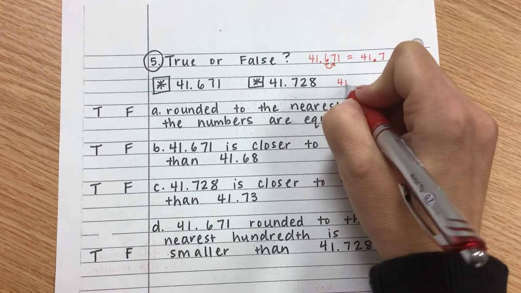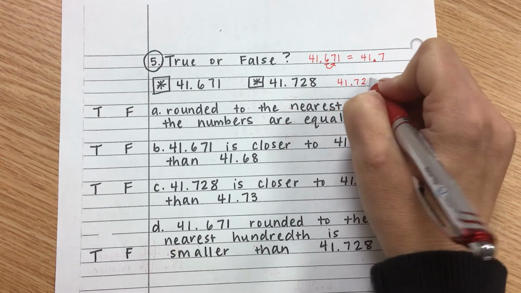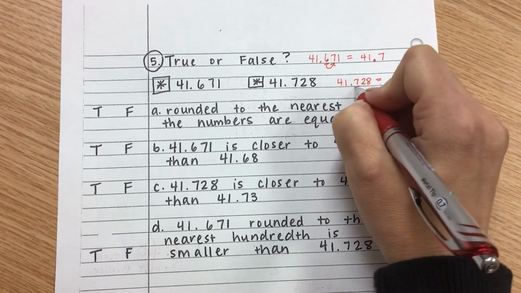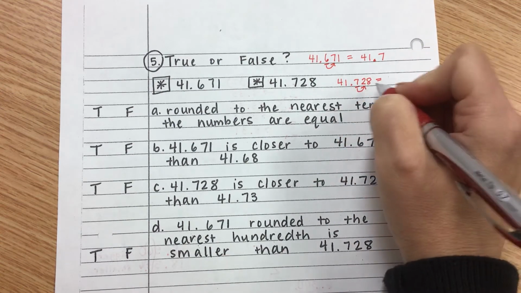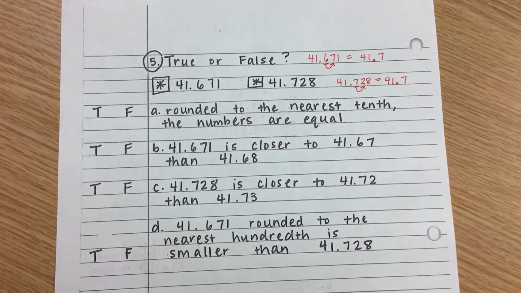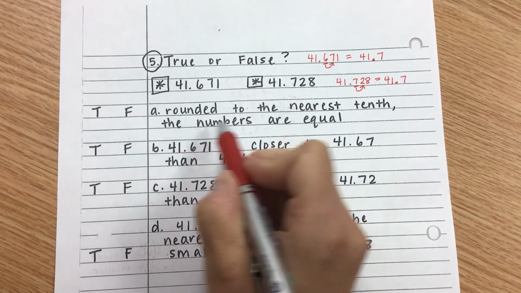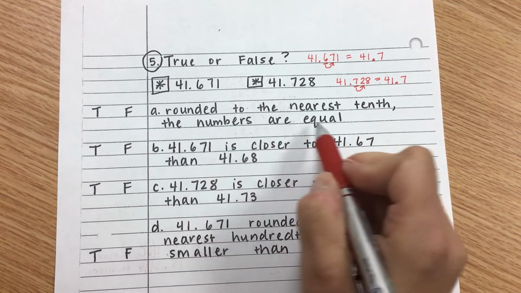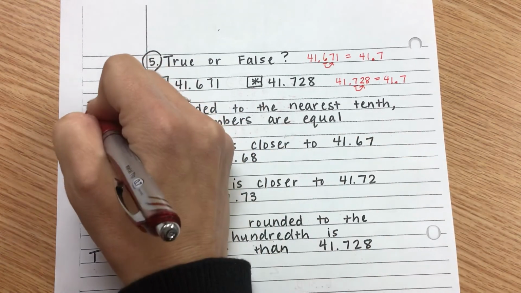Then we have 41 and 728 thousandths rounded. This is not 5 or more, so this is going to be 41 and 7 tenths. So is that true? Rounded to the nearest tenth, the numbers are equal? Yes, that's true.